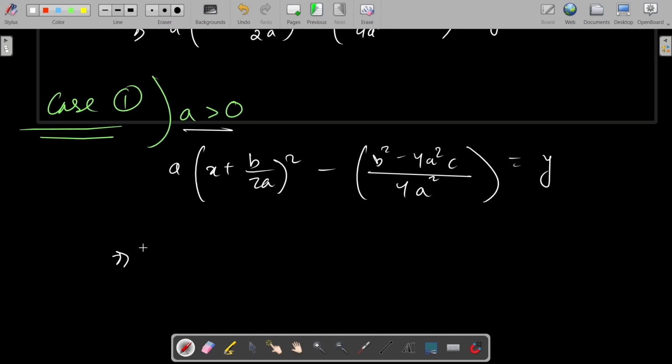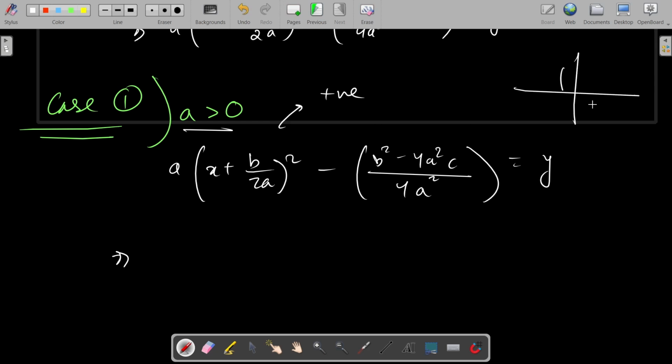Now, the thing is that a is a positive real number, not necessarily a positive integer. And x plus b by 2a squared is always positive, because it's either positive or zero. The lowest possible value of this is zero. So we are going to have to minimize when a is greater than zero.